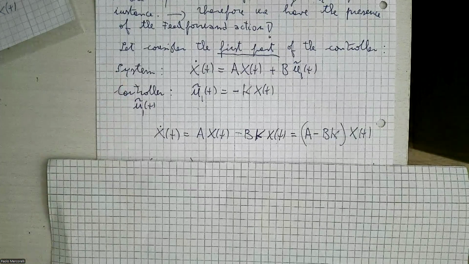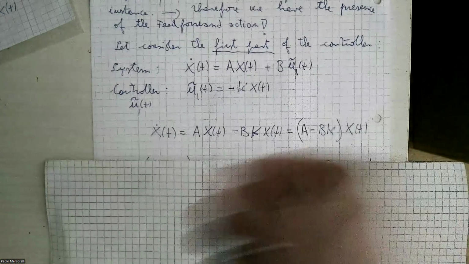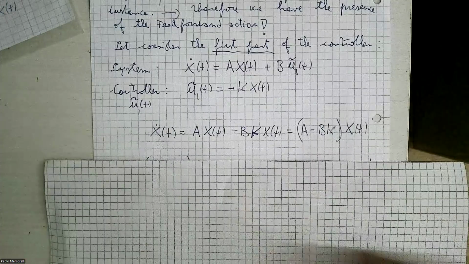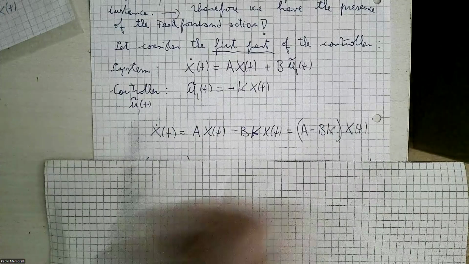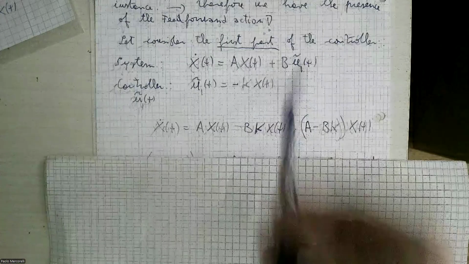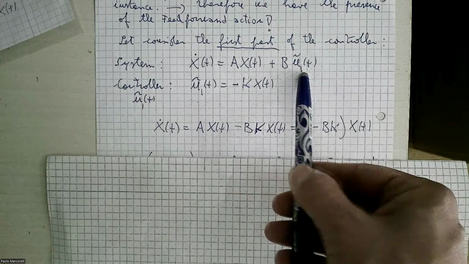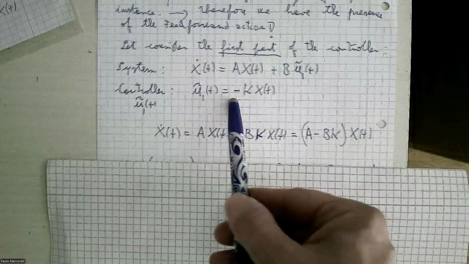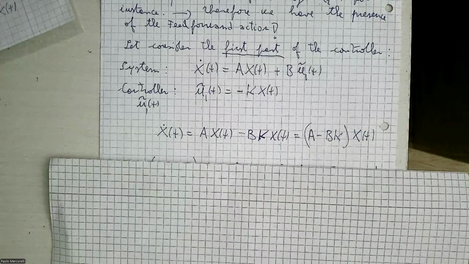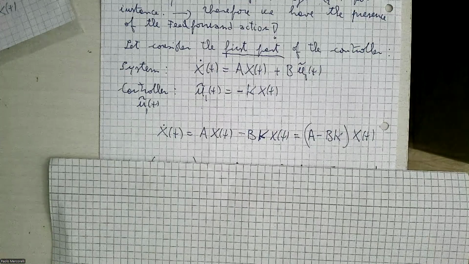Now, plugging in, I will have this. Clear? If I plug in this here, I will have this, because instead of 1 tilde, I will put minus k x of t. Sometimes students ask me, why minus? It's just a convention. We obtain this.